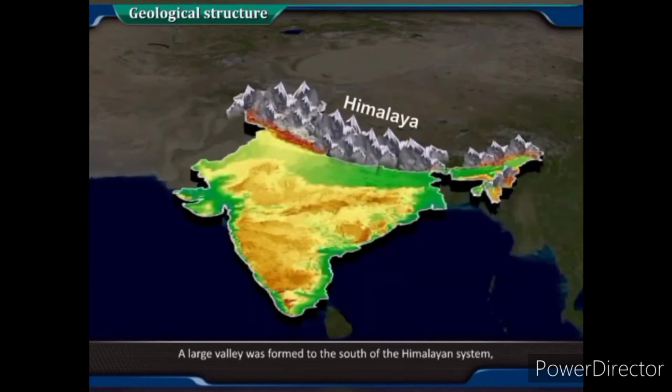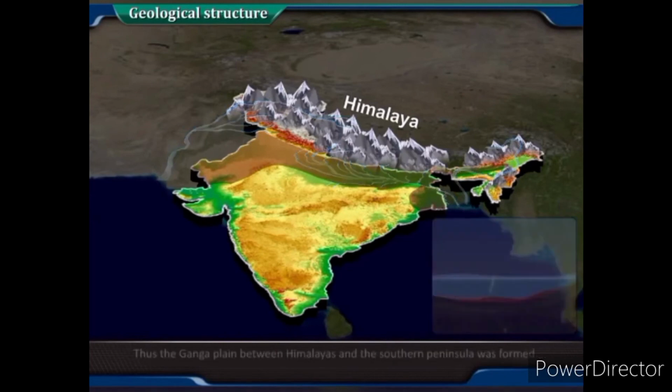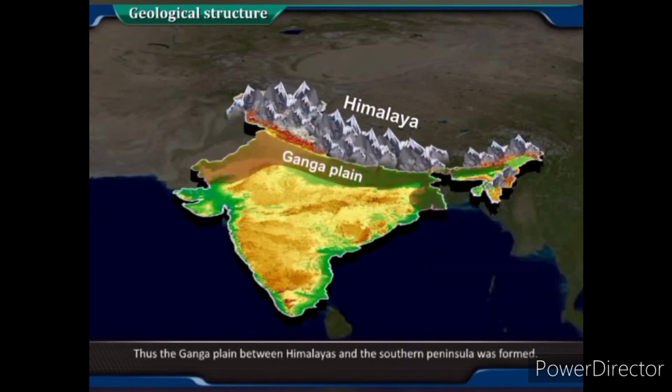A large valley was formed to the south of the Himalayan system, wherein alluvial sediments were deposited by the rivers flowing from the north and south of it. Thus, the Ganga plain between the Himalayas and the southern peninsula was formed.